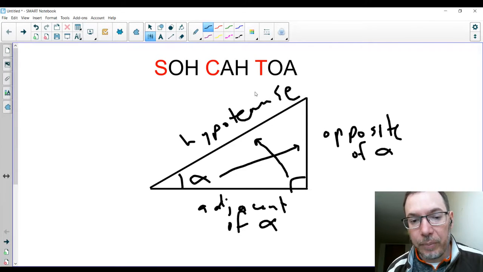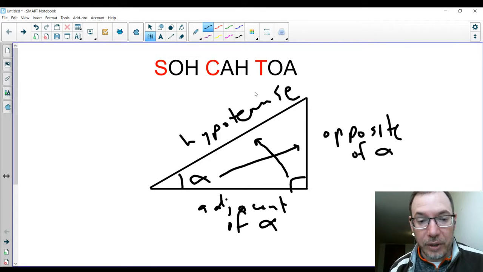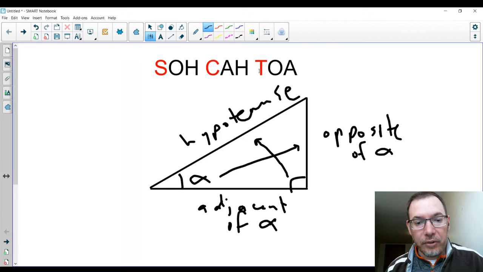No matter how big we make this triangle or how small we make it, that ratio between the opposite side length and the hypotenuse will always be the same for that angle. Whether it's a 30-degree angle or a 60-degree angle or whatever it is, that ratio will always stay the same. And that's what sine represents. And cosine is the adjacent side length, the length of the side adjacent to my angle, over the hypotenuse, and that will always be the same as well.